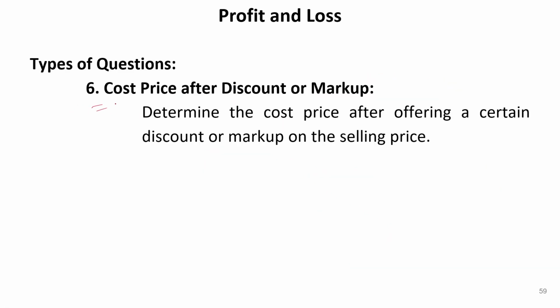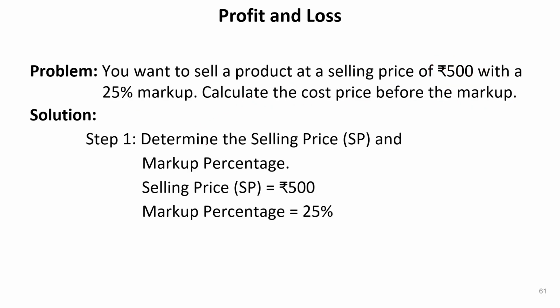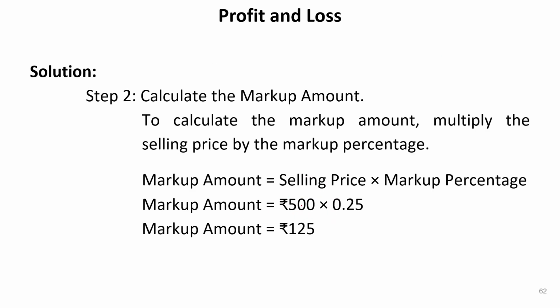So let's see the sixth kind of question. The cost price after discount or markup. Determining the cost price after offering a certain discount or markup on the selling price. So you want to sell a product at a selling price of 500 with a 25% markup. Then calculate the cost price before the markup. So determining the selling price and markup percentage. Selling price will be 500. The markup percentage is given as 25%.